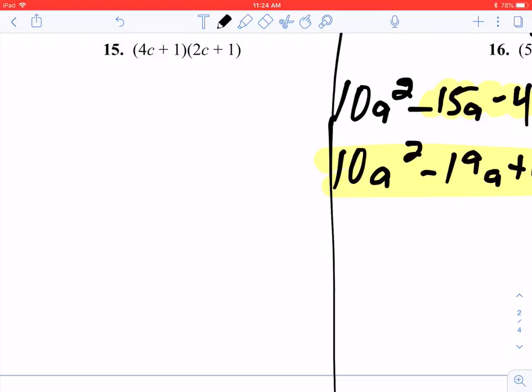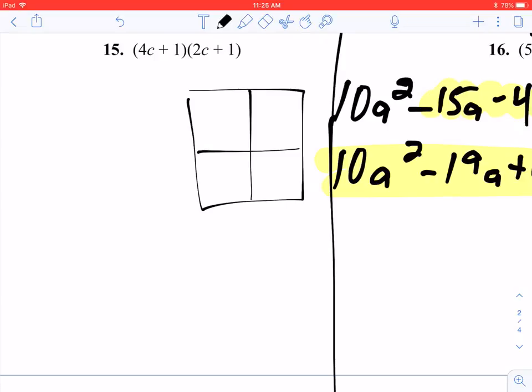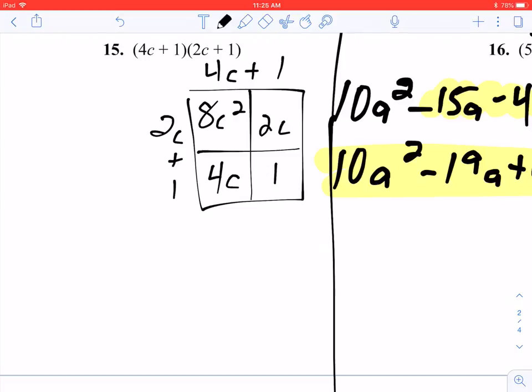3 more. Box method first. Here's our box. We have 4c plus 1, 2c plus 1 there. So this becomes 8c squared, and then 4c. Now 2c times 1 is 2c, and 1 times 1 is 1. And now we're just going to write it out. 8c squared. These two are the same, so we add those together. That becomes 6c plus 1.